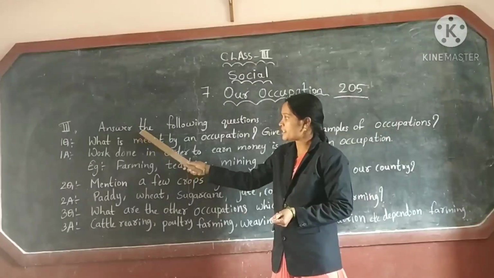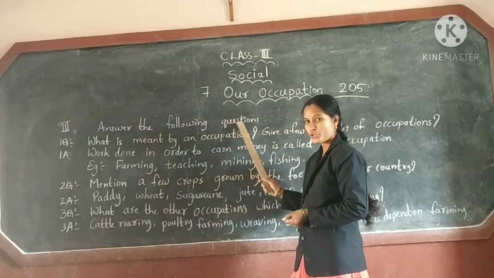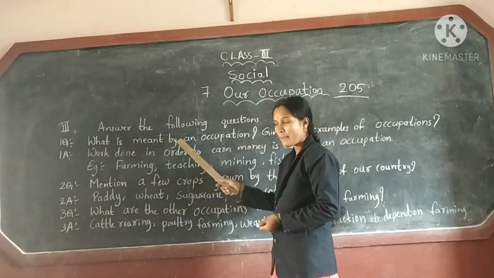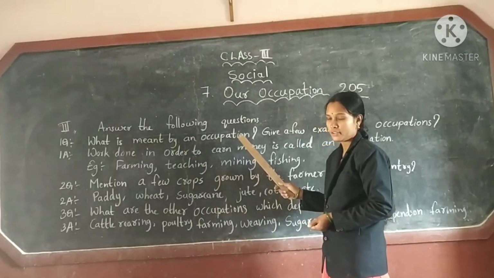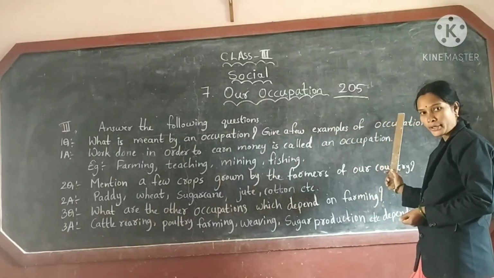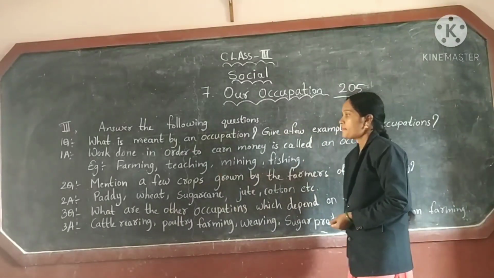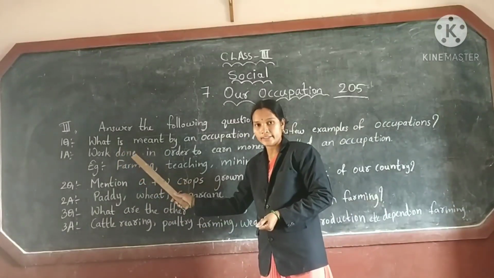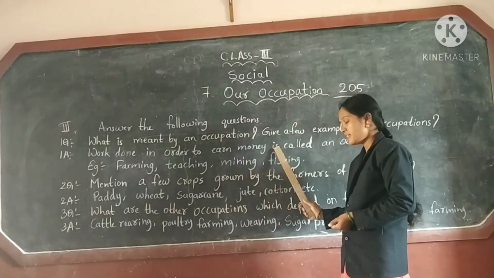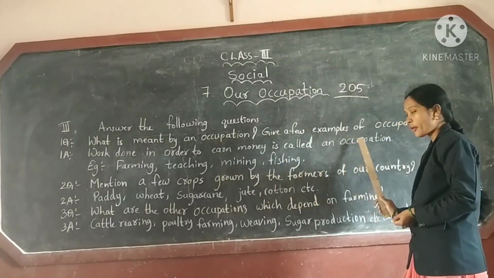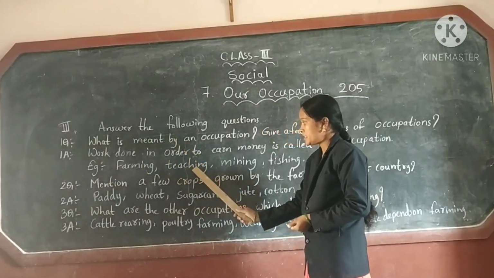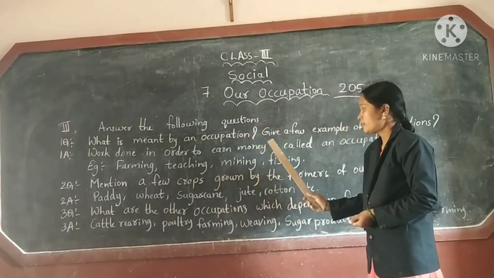Next, third is answer the following questions. First question: what is meant by an occupation? Give a few examples of occupations. Answer: work done in order to earn money is called an occupation. Examples: farming, teaching, mining, fishing.